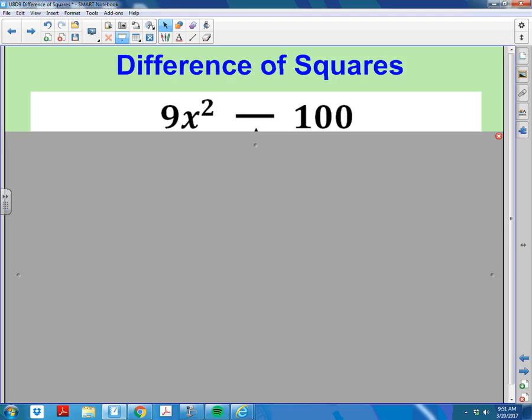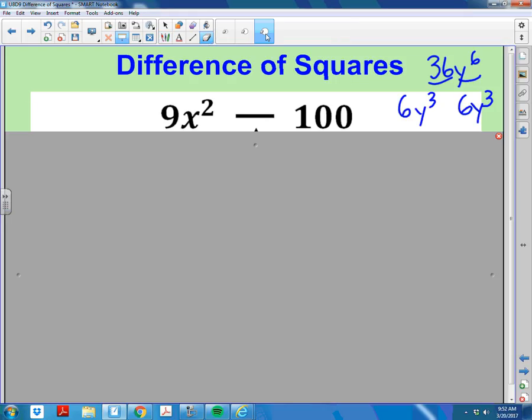36y to the 6th. Is that a perfect square? Is the number a perfect square? It is, because 6 times 6. Y to the what times itself gets you y to the 6th, Avery? Y to the 3rd. So it is a perfect square, which basically means that any variable with an exponent that is even, very good, is a perfect square.